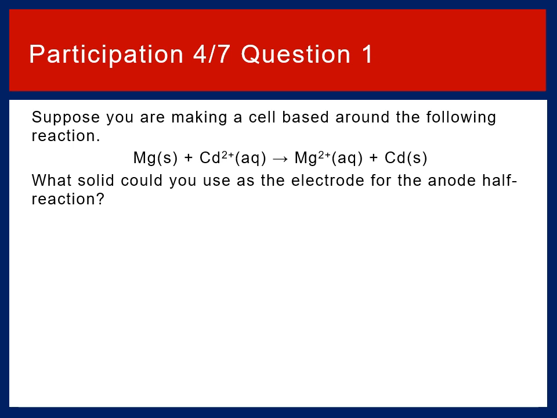Again, suppose you're making a cell based around the following reaction. Magnesium and cadmium ions react to make magnesium ions and cadmium. What solid could you use as the electrode for the anode half reaction?